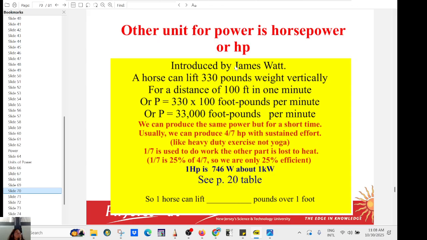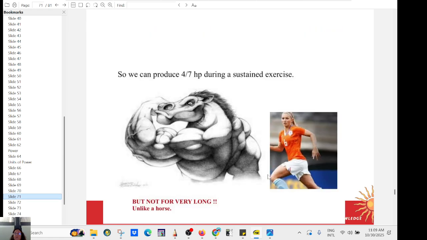Okay, horsepower. 1 horsepower means that, for example, a horse is able to lift 100 pounds over 330 feet per minute. So horsepower was defined as 33,000 foot-pounds per minute, which is about 1 horsepower is about 1,000 watts. So you can be a horse, but only for a very short time.